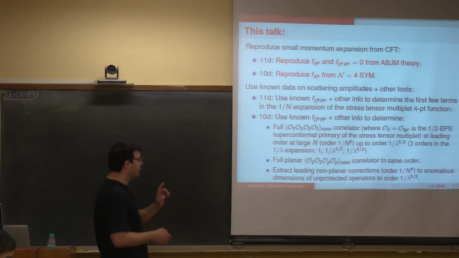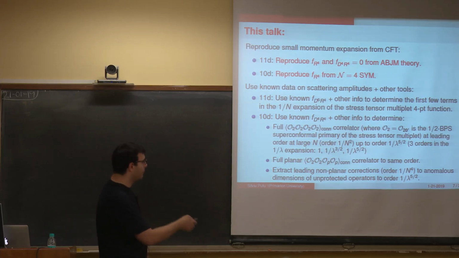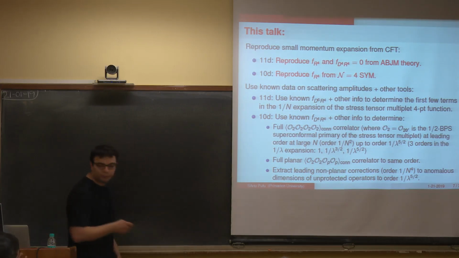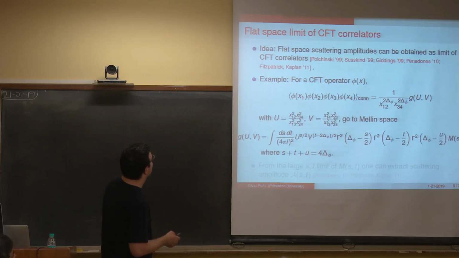Okay, and another comment that I wanted to make was, from this 2 pp 4-point function, one can put two of them together and figure out order 1 over n to the 4th corrections to various pieces of CFT data. I won't say much about that though.